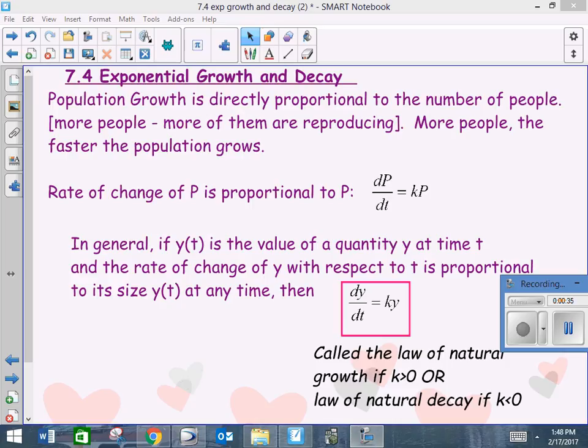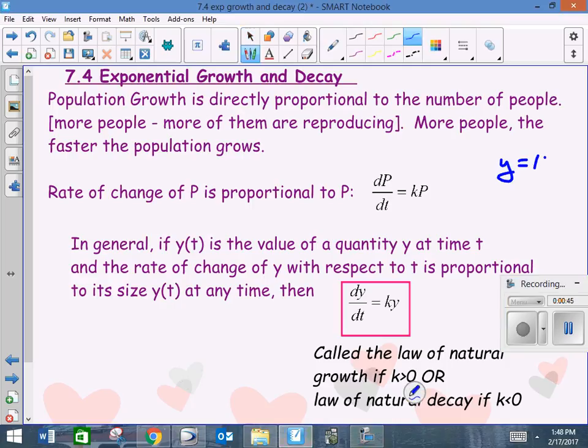Okay, so remember, population growth is directly proportional to the number of people, which is what this means. A direct proportion from algebra 1 is y equals kx. Remember that? Is that what we changed the constant to k? Yes, that's part of the reason.